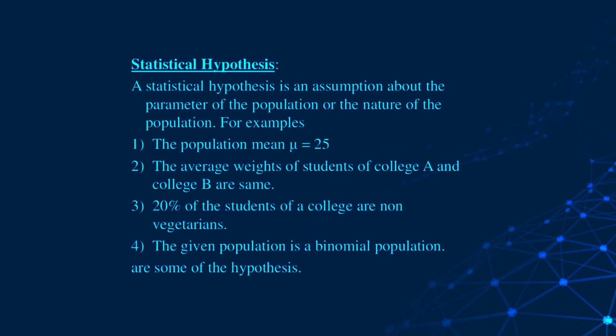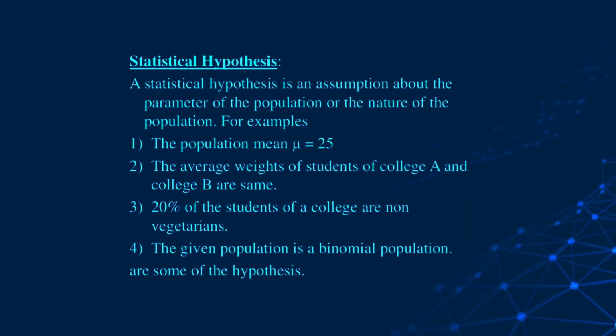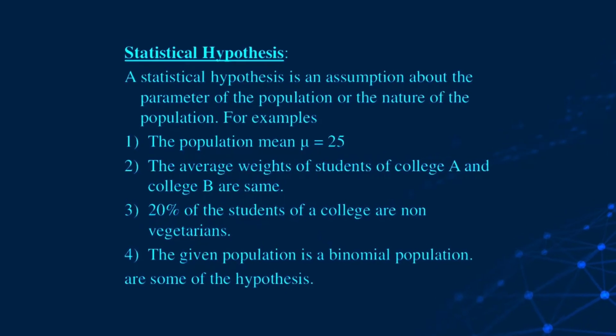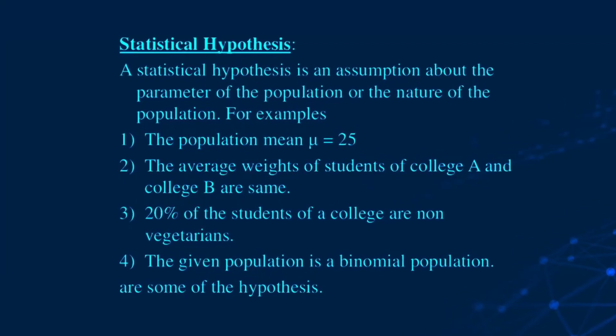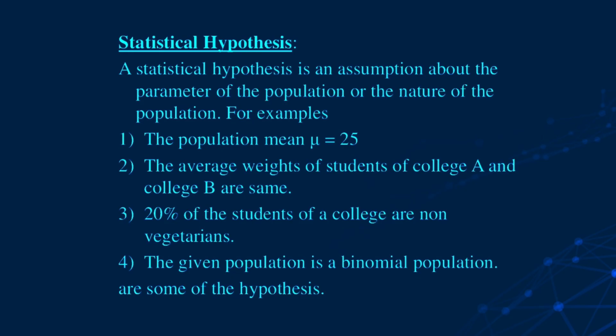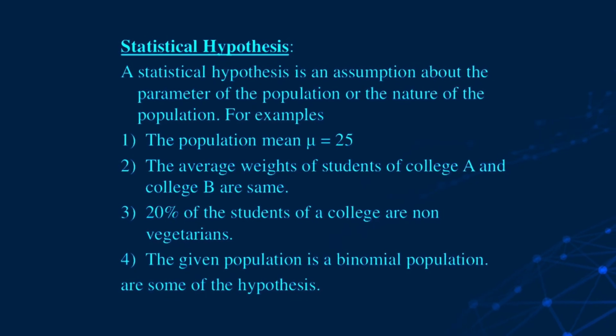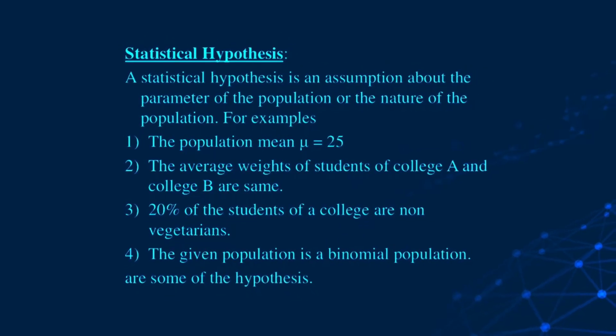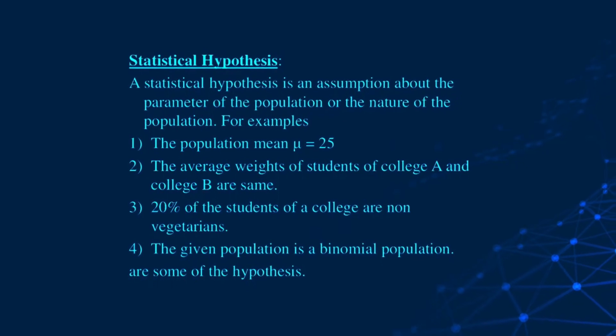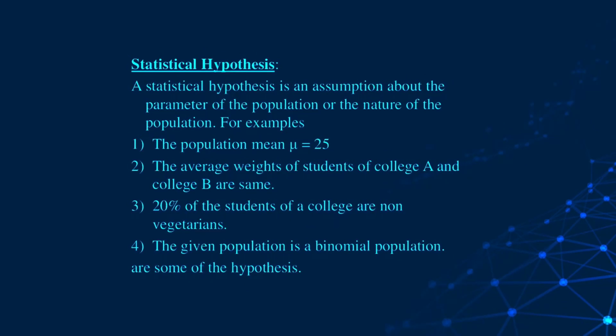A statistical hypothesis is an assumption about the parameter of the population or the nature of the population. For example, the population mean is mu equals 25. The average weight of students of college A and college B are the same. 20% of the students of a college are non-vegetarians. The given population is a binomial population. These are some of the hypotheses.